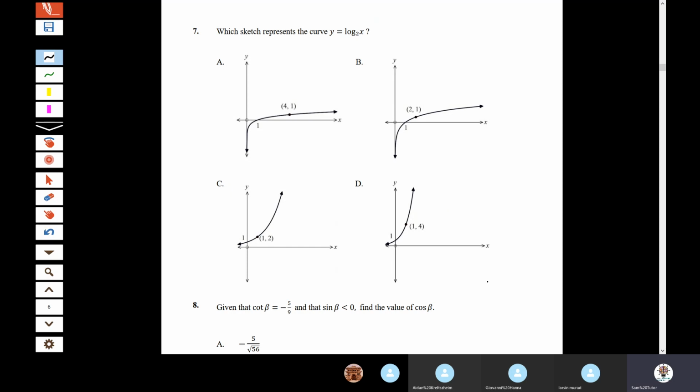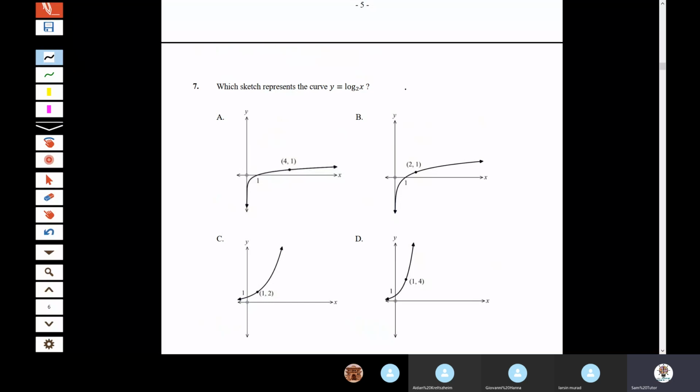Which sketch represents the graph of y equals log x? Okay. Hopefully, we'll remember that log x firstly looked like this. All right. That was our basic log x curves. So we know it can't be this one. It can't be this one. Those are exponentials. Right, so be careful. Those are exponentials. Now you're just tossing up between either A and B. And the only difference is the fact that here it's saying when x is 2, y is 1. Here it says when x is 4, y is 1.